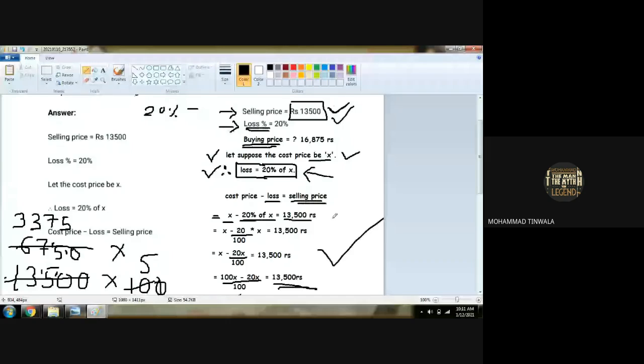Is that all clear? Anybody has any doubt with this sum, what I did on the board right here?